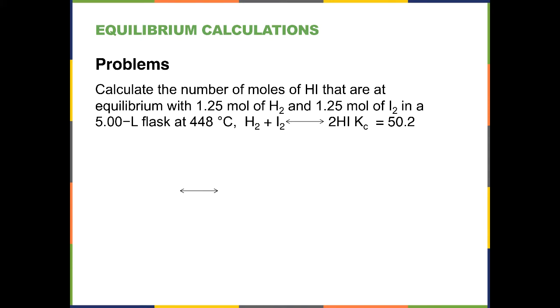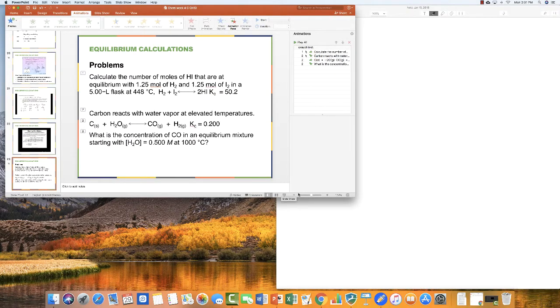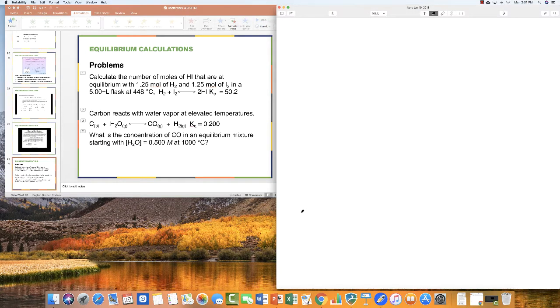So we're going to do a couple problems like this to give you an idea of how this works, where we actually do the calculation to the end. And the first one says calculate the number of moles of hydrogen iodide that are in equilibrium with 0.125 mole of hydrogen and 0.125 mole of iodine in a 5-liter flask. And the equilibrium constant is 50.2.